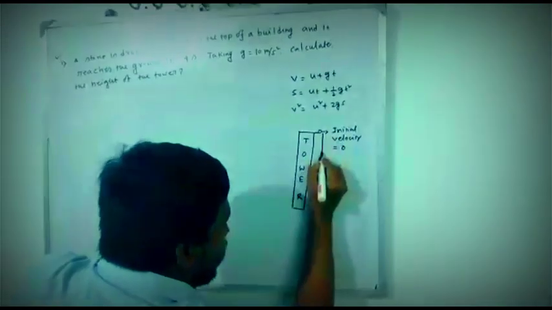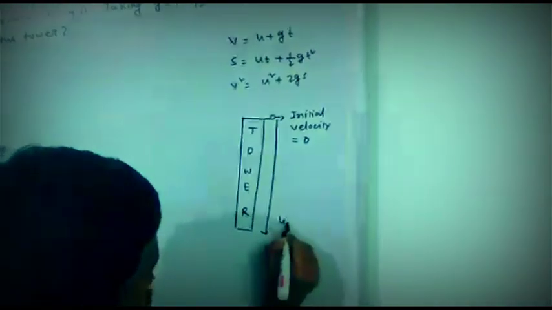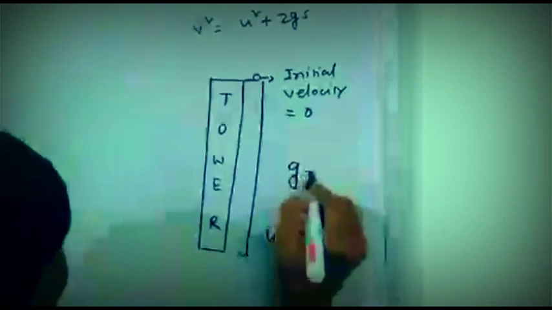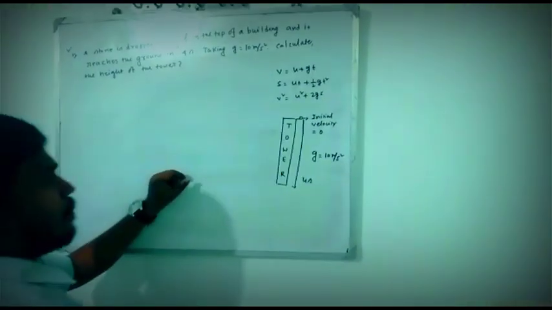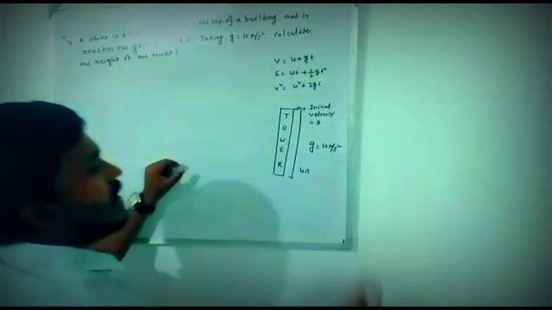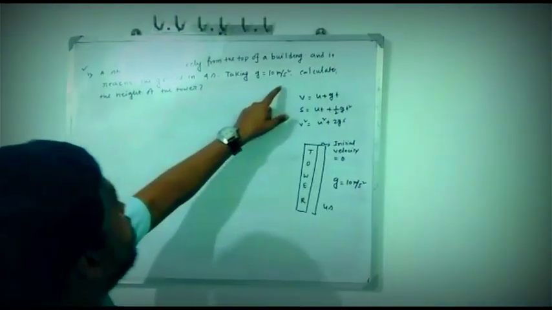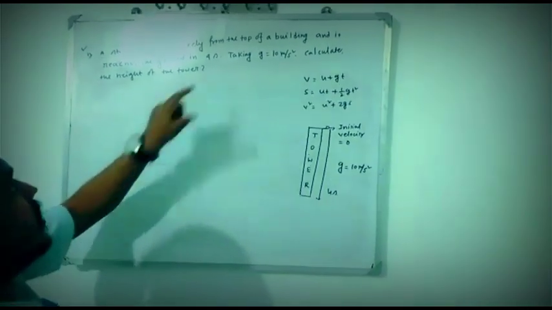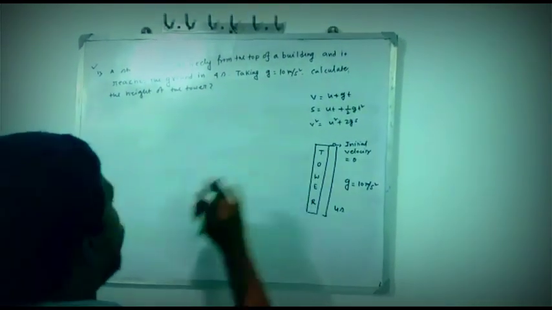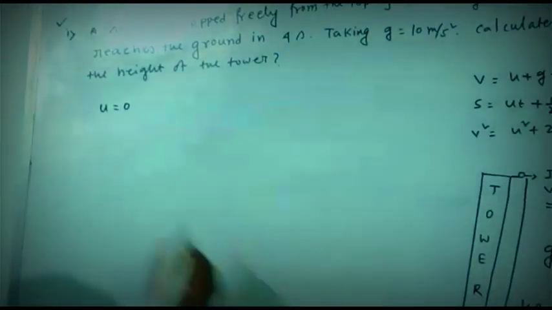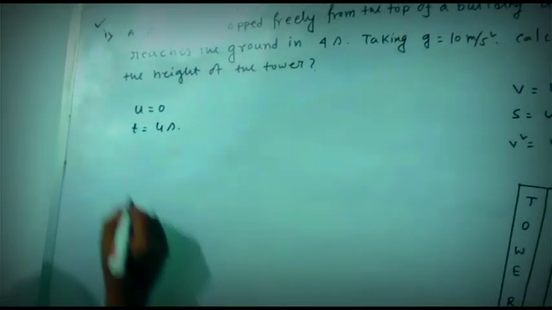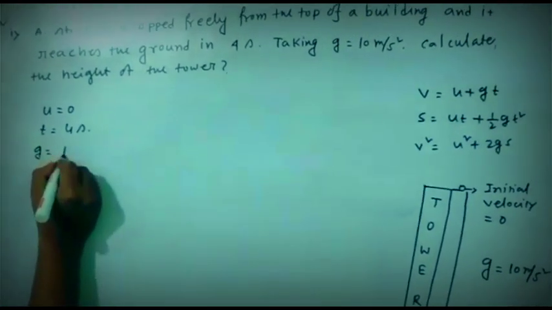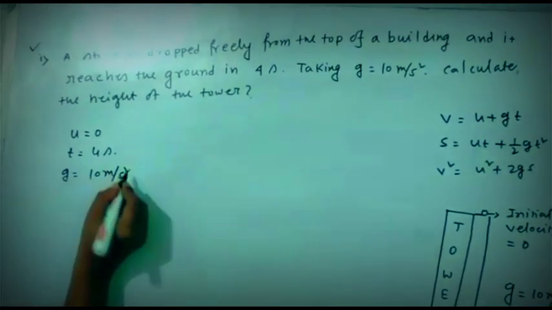So the time taken to reach the ground is 4 seconds, and the acceleration due to gravity is given as 10 meter per second square, so we apply g equal to 10 meter per second square. We have to calculate the height of the tower. The known quantities are: u equal to 0, t equal to 4 seconds, and g equal to 10 meter per second square.